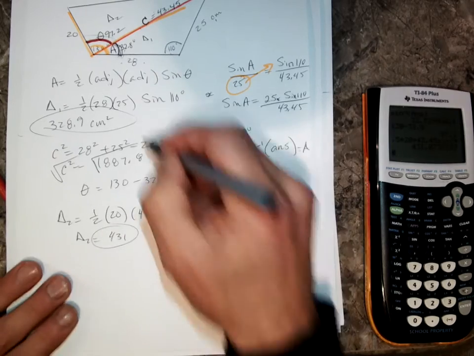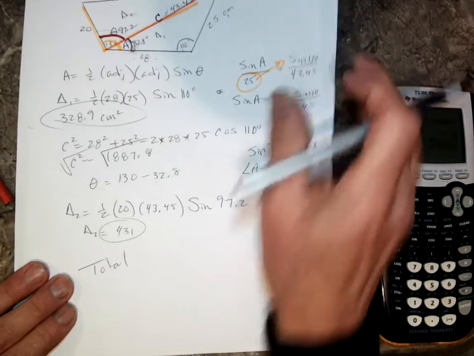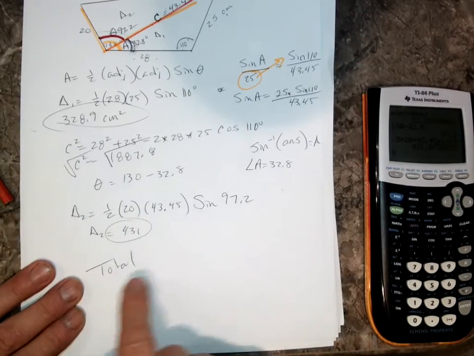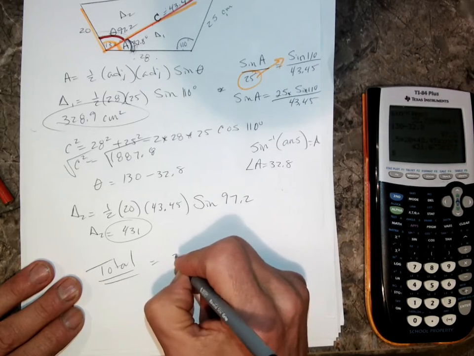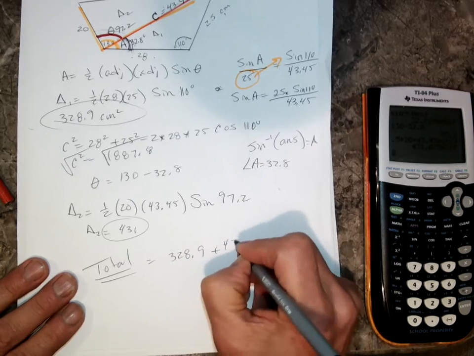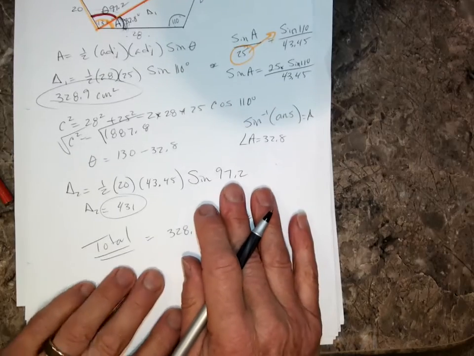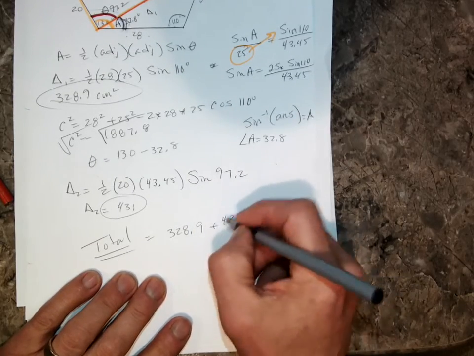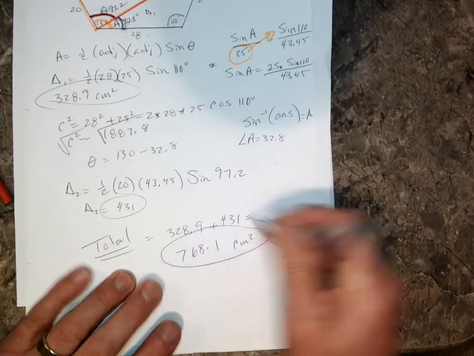Circle that. Now the total area has got to be triangle 1 plus triangle 2, right? Because that makes up the total triangle. So my answer is going to be 328.9 plus 431. Let's see what I get. Just add them together, and I get an answer of about 768.1 centimeters squared. Now that's a decent problem.